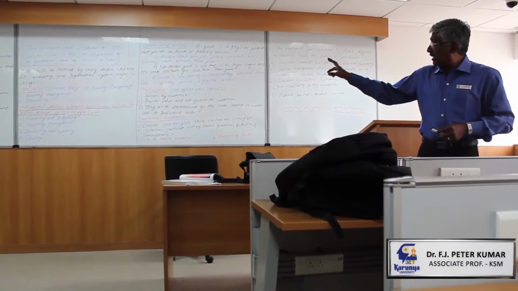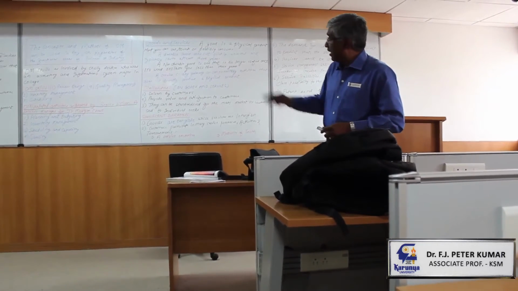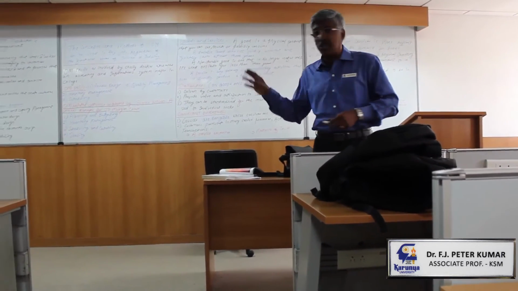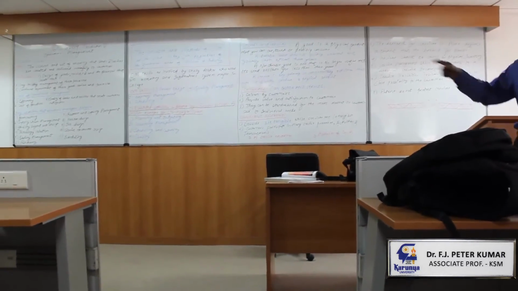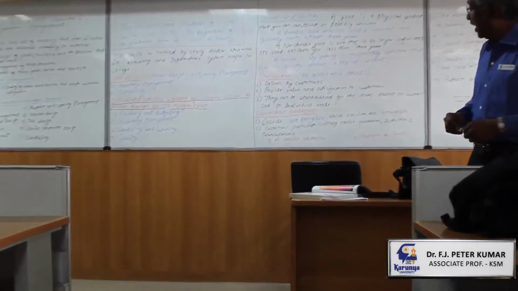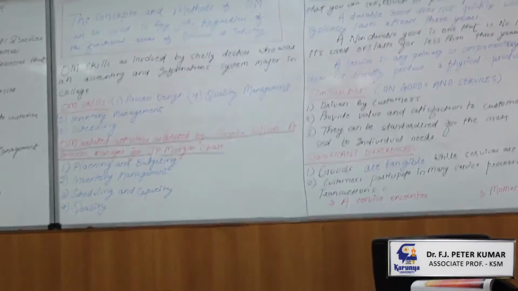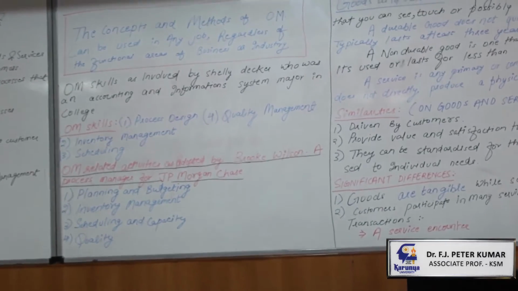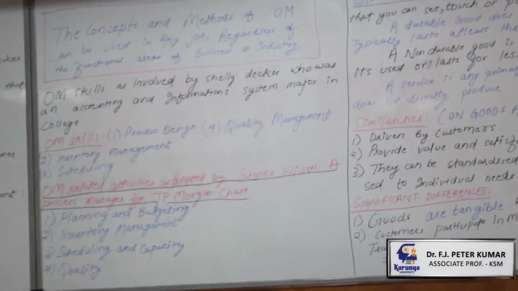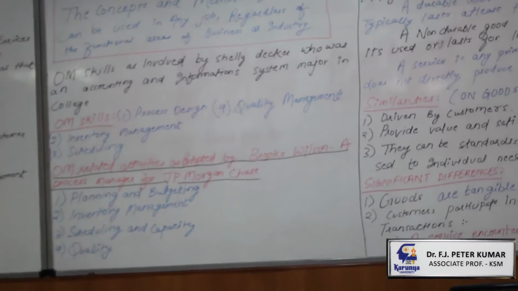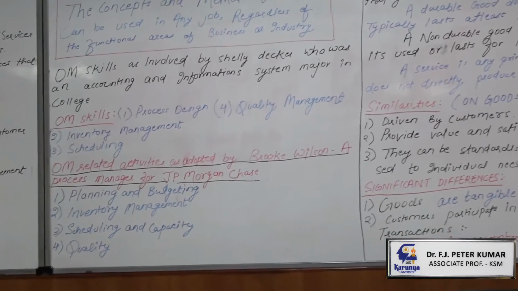So the skills. One Ms. Shelley Decker, she was an accounting and information systems major in college. She was not really in operations, but she was good at accounts and information systems. And she tried to use various operational management skills to develop her business, and she succeeded in her business. One is the process and design. She used quality management in her company and used inventory management.